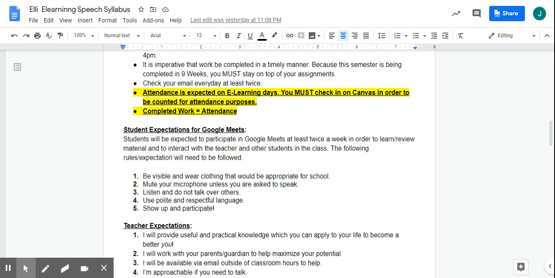One that I have on there that I don't have here on the syllabus is that I need you to choose a quiet place in your home, somewhere where you can join the meeting and not be distracted by things. Okay, so make sure you find that place. And if that's difficult, I get that. Some of us have smaller homes and there's just too much going on. Make sure that you mute your microphone so that we can eliminate some of that background noise. Make sure that you're listening and not talking over others, use polite and respectful language, and of course, show up and participate.